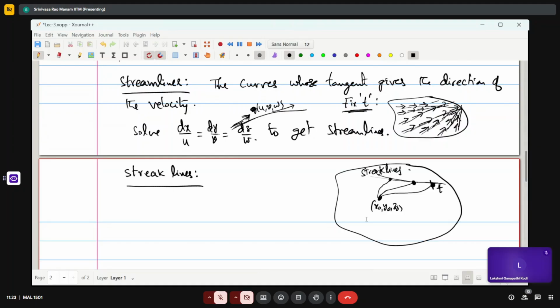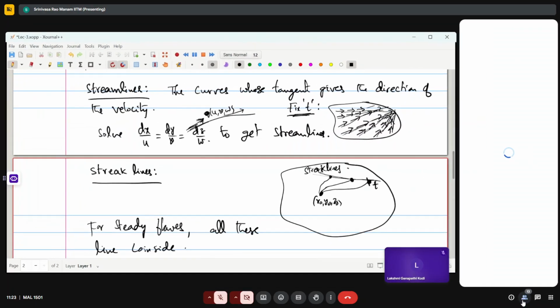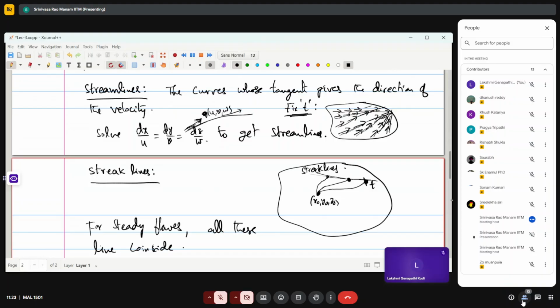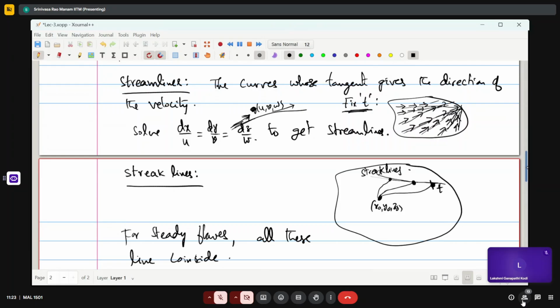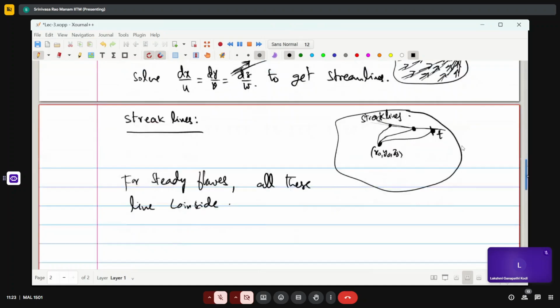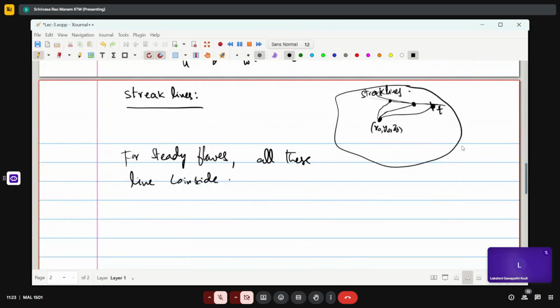You understand? This is a little confusing. In general, for steady flows, all these lines coincide. So they are the same. All these lines are the same. Followed?